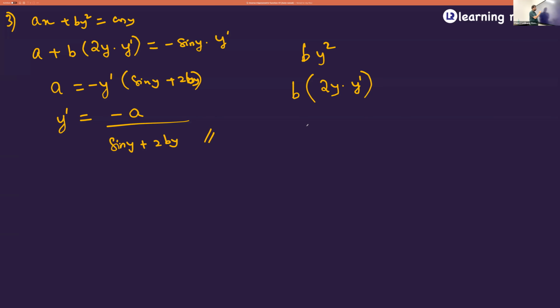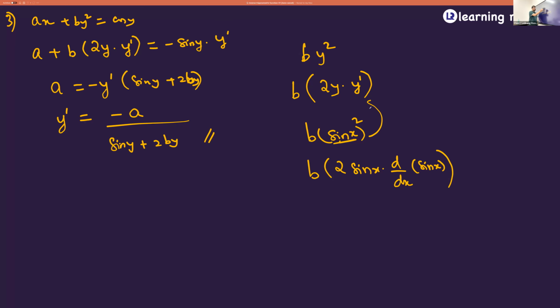See, tell me one thing. If you have something like this, how will you do it? B into 2 sin x, how did you get that cos x? d by dx of sin x. Can I write it like this? So replace sin x with y, you will get this. B is a constant. See, if you have 3y squared, what will you do? Will you differentiate the 3? That's what I did.